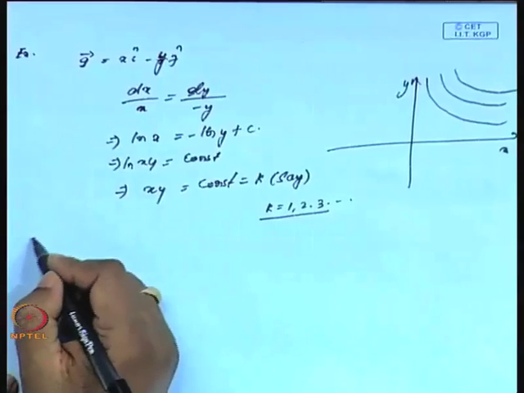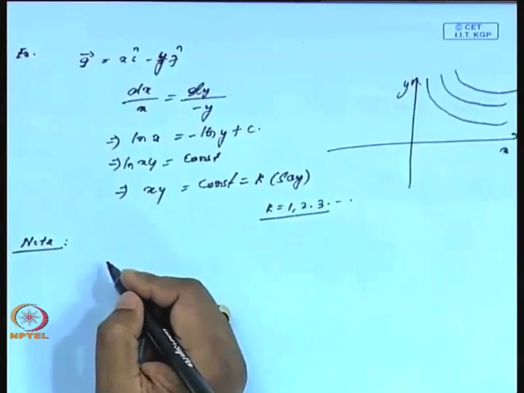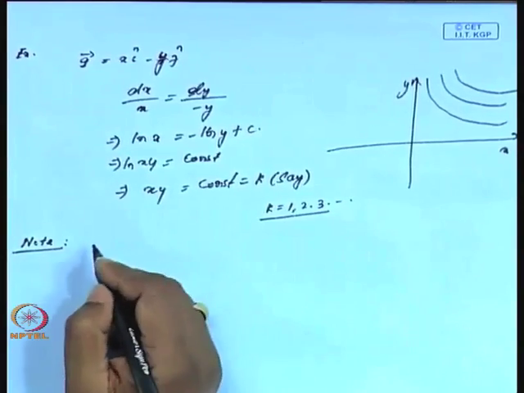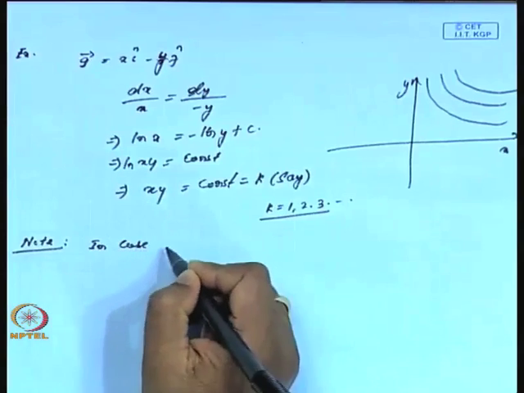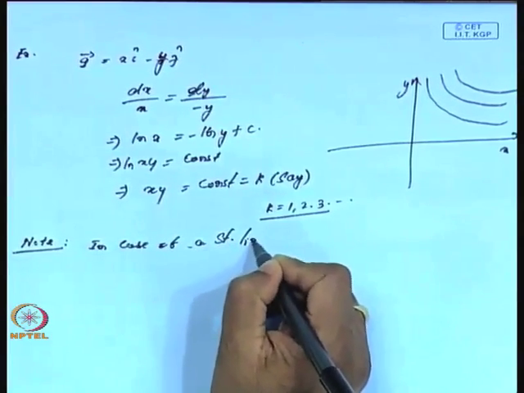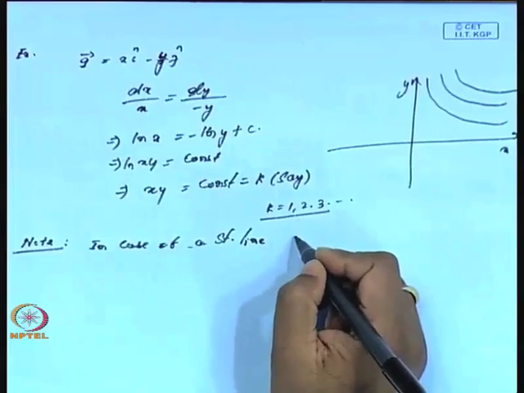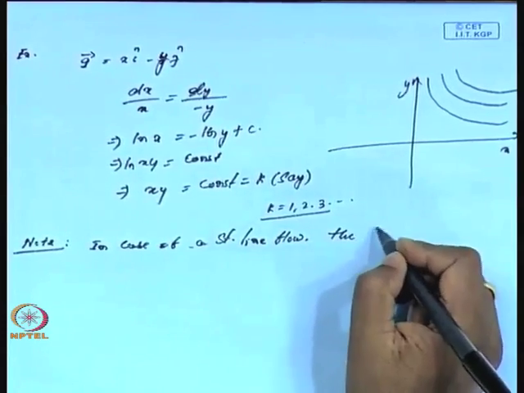So, now some points to be noted. In case of streamline flow, the direction of flow is in one direction.